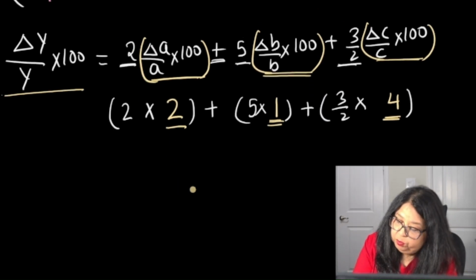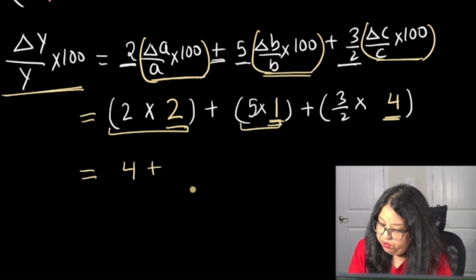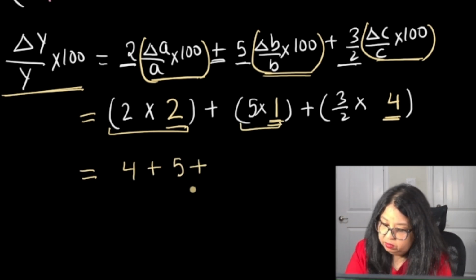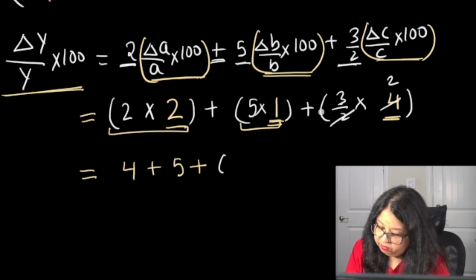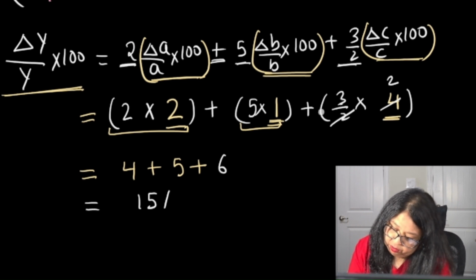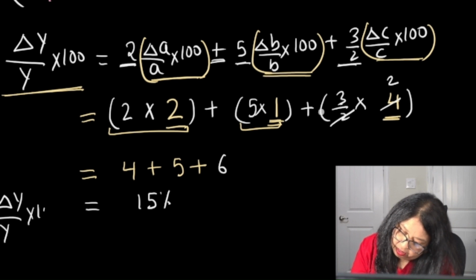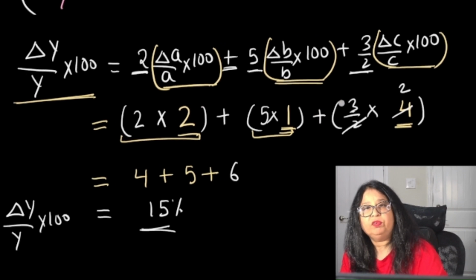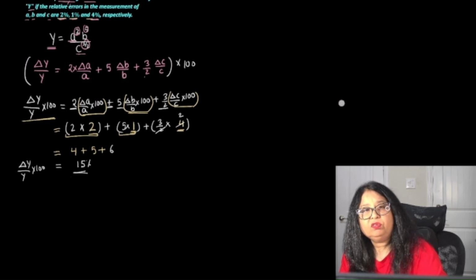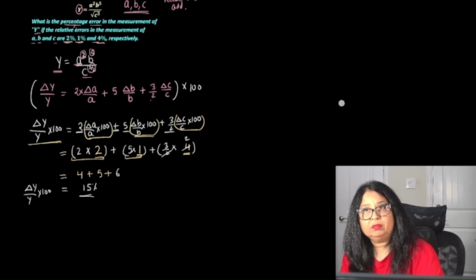And we're asked to solve for the percentage error in Y. So let's see, what do we get? 2 times 2 is 4. 5 times 1 is 5, plus 2 goes into 4 two times, and 2 times 3 is 6. This gives us 15%. So the percentage error in Y is equal to 15%. That's what we were asked to solve for, and here we have done it. So see, it was such a small problem. It was a very simple problem.